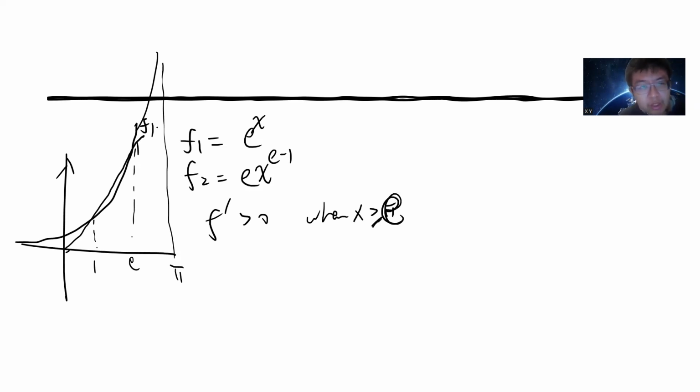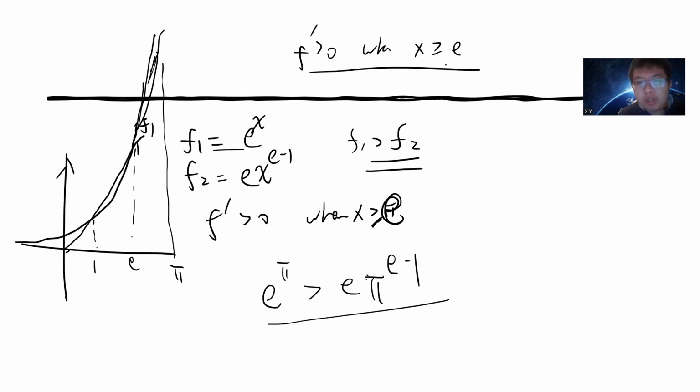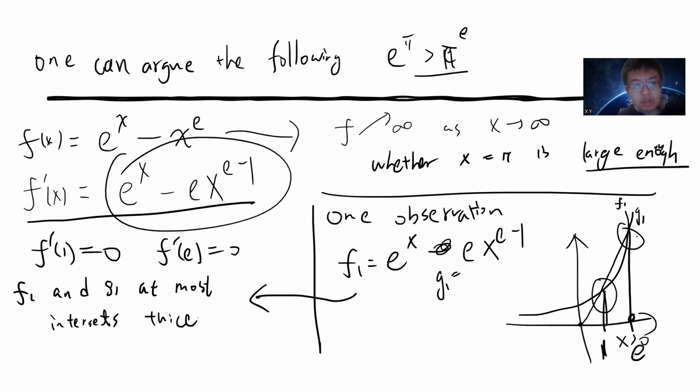Obviously when x is greater than or equal to e, your f1 will be greater than f2, which gives you e to the pi greater than pi to the e. But this is not what we want. You know that this derivative is greater than 0 when x is greater than or equal to e, which tells you about the original function f.